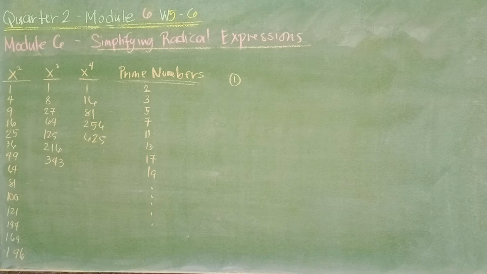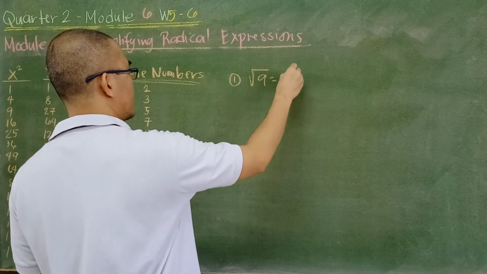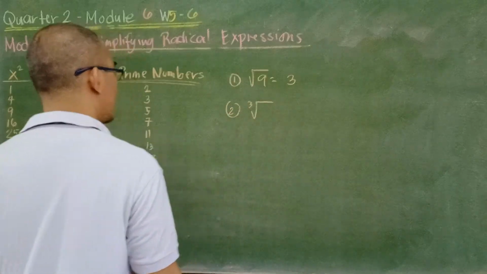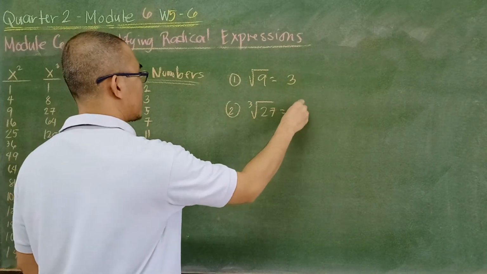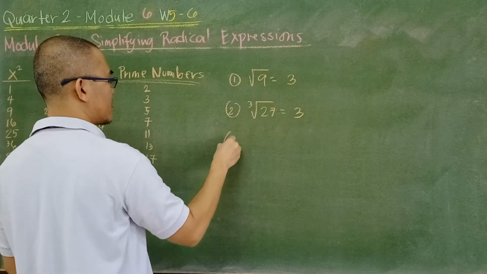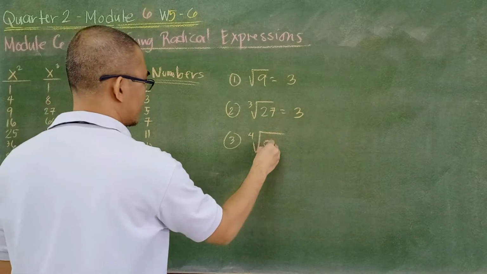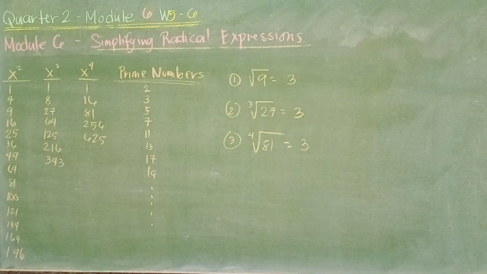So, let's say for first column, yung perfect square, square root of 9, that will be 3. Cube root of 27, that will be 3. Fourth root of 81, that will be also 3. So, ano pinagkaiba ng tatlong yan?